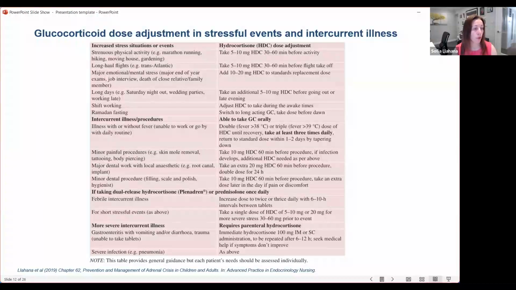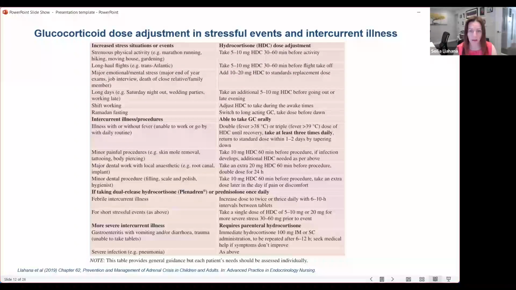So at weekends, for example, if you have a day out or a long day, then you can take an extra tablet to ensure that you're covered with cortisol while you're active and awake. Shift working is another area. So the idea really is that you have cortisol in your system when you're active and awake.